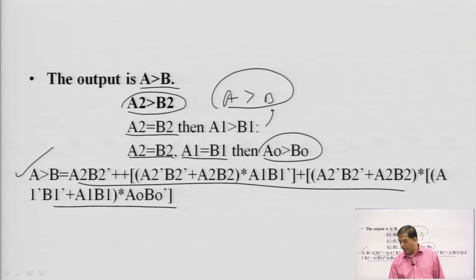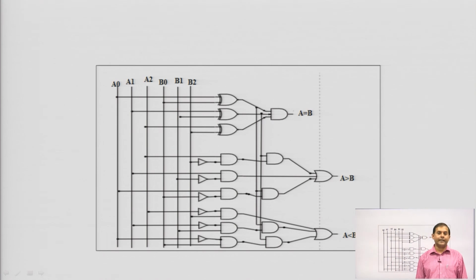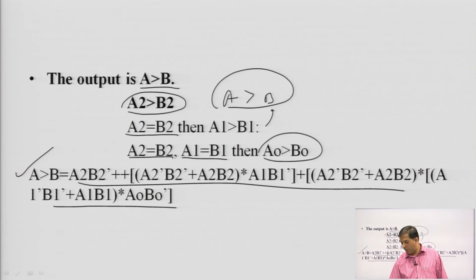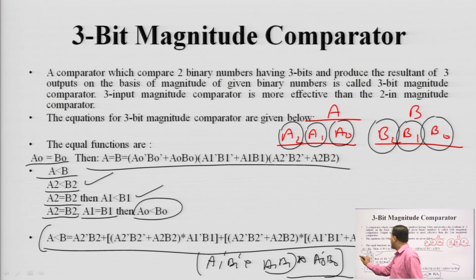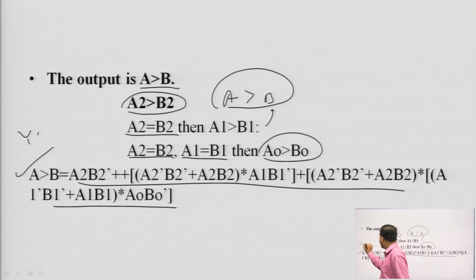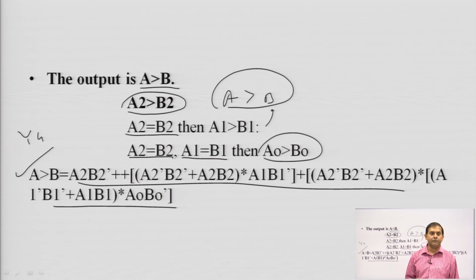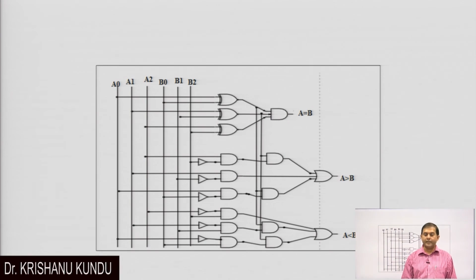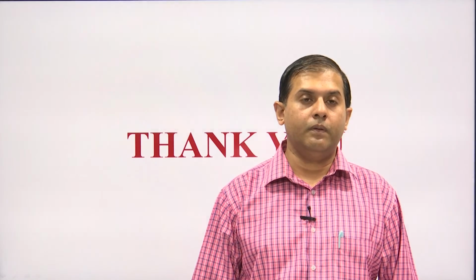And this is the final circuit diagram of the 3-bit magnitude comparator. Whatever Boolean expressions we have got, this is y equal, this is y less, and this is y greater. The 3 outputs we have already discussed in the 2-bit magnitude comparator. We can implement this using basic logic gates. So, this is the final design for the 3-bit magnitude comparator, and this is the complete lecture on comparator circuits.